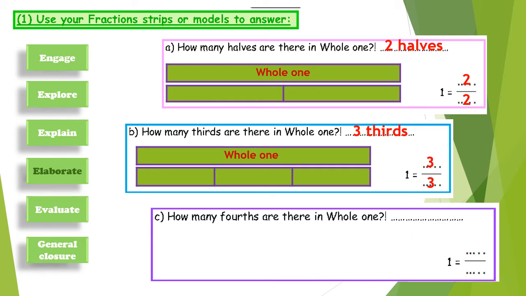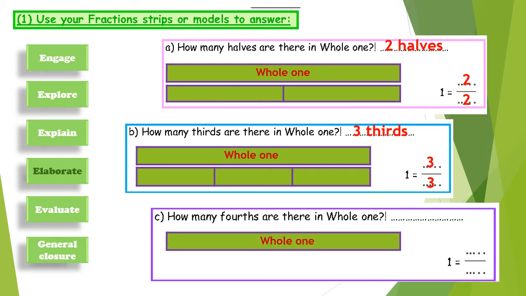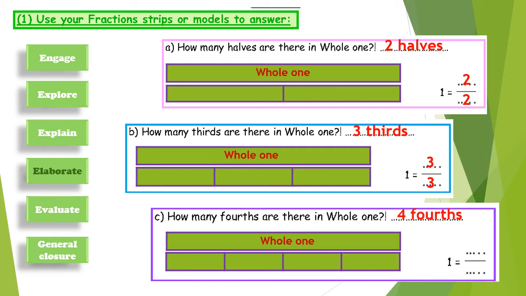How many fourths are there in a whole one? If I have a whole one, I'll cut it into 4 pieces to see how many fourths I got. I have 4 fourths: 1, 2, 3, 4. Each one is a fourth. So the whole one is 4 out of 4. 4 over 4.